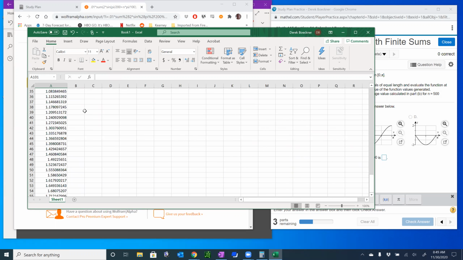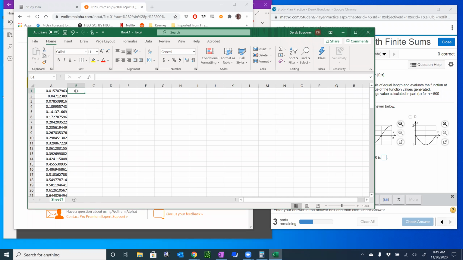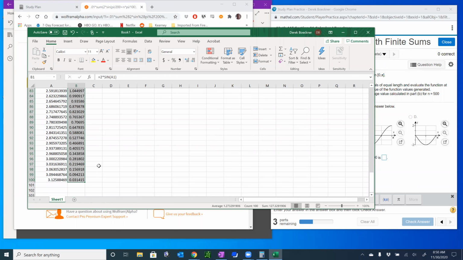Okay. And then we will do 2 sine of this. That's going to give me my function value. And I'll drag that down so it gives me that function value for each of these points. And if I look down here at the bottom, I get the average. So the average of those cells, there's 100 cells there, it's going to be 1.2732919, whatever. So I can put that over here to average it up.